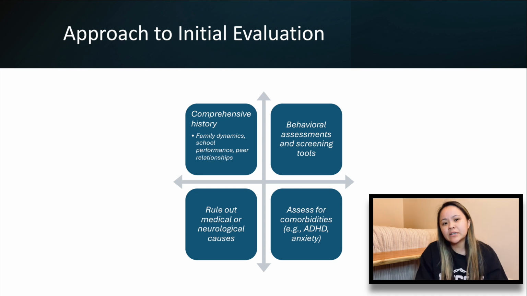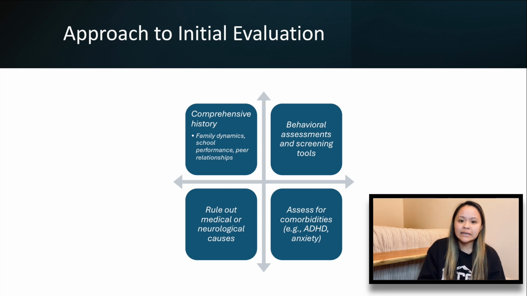You want to get a detailed history from multiple sources, so not just from the child, from the patient themselves. You want to talk to parents, siblings, teachers, if you're able, to get a better understanding of how patients are outside of that clinical setting. How are they at home? How are they at school? How do they differ from each other?